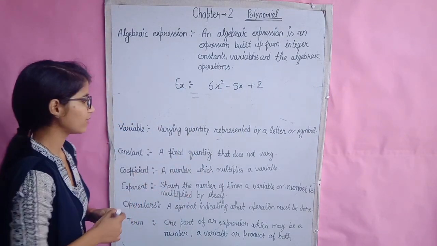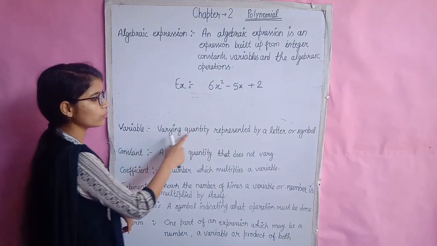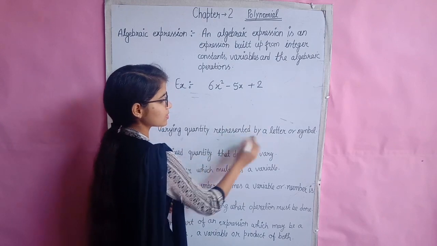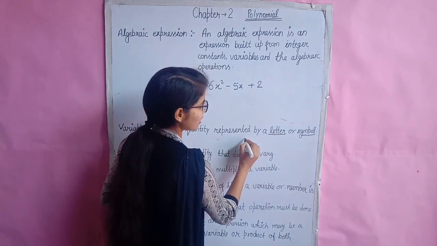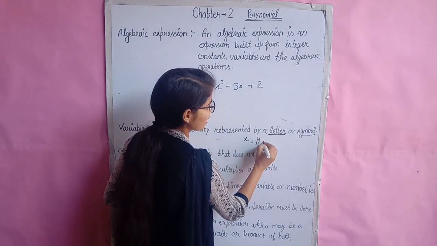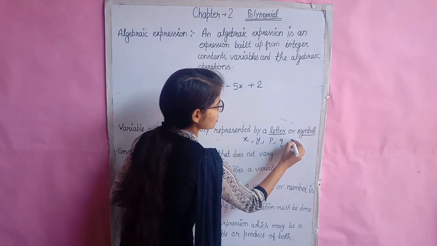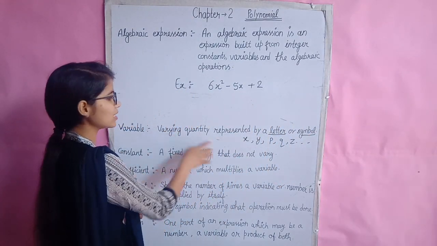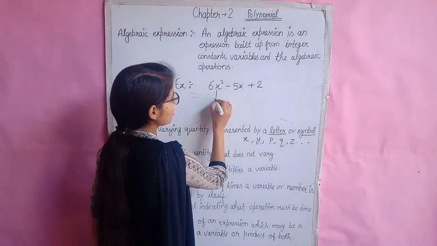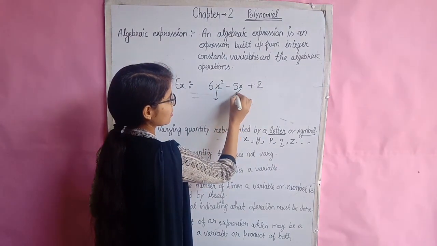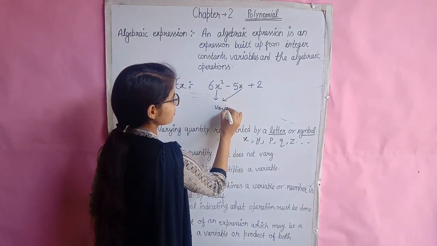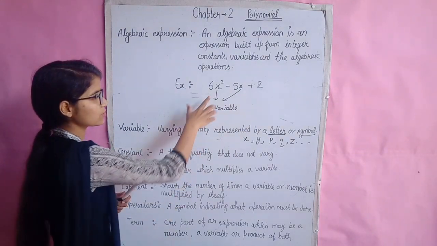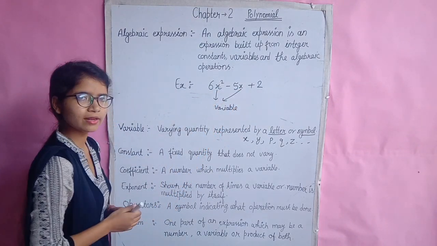Next our topic is variable. What is a variable? A varying quantity represented by a letter or symbol. Then I have letters x, y, p, q, z, etc. These are letters, so these are known as variables. So here x and this x both are variables. Clear? x, y, z, p, q, r, s, these are variables.